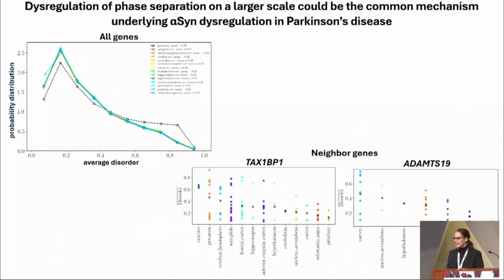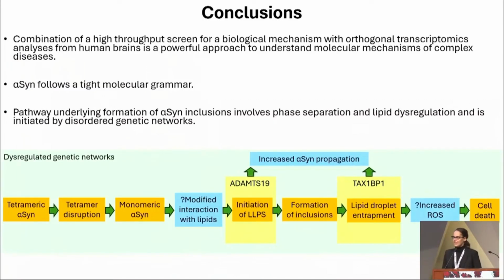And so this finding indicates that a common mechanism underlying the pathogenesis in Parkinson's disease and the dysregulation of α-synuclein could be the dysregulation of phase separation on a larger scale. So in conclusion, we have shown that the combination of a high-throughput screen for a biological mechanism, together with orthogonal approaches, including gene expression analysis in human brains and follow-up experiments with cell biology and structural analysis and genetics, is a powerful approach to understand the molecular basis of complex diseases.